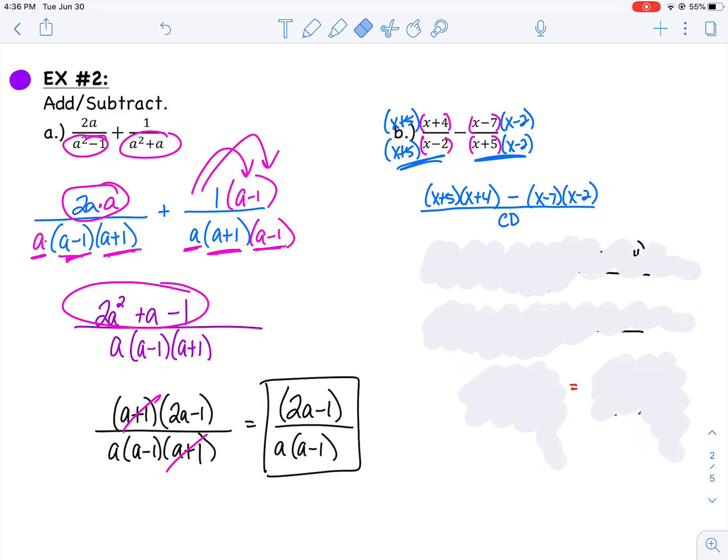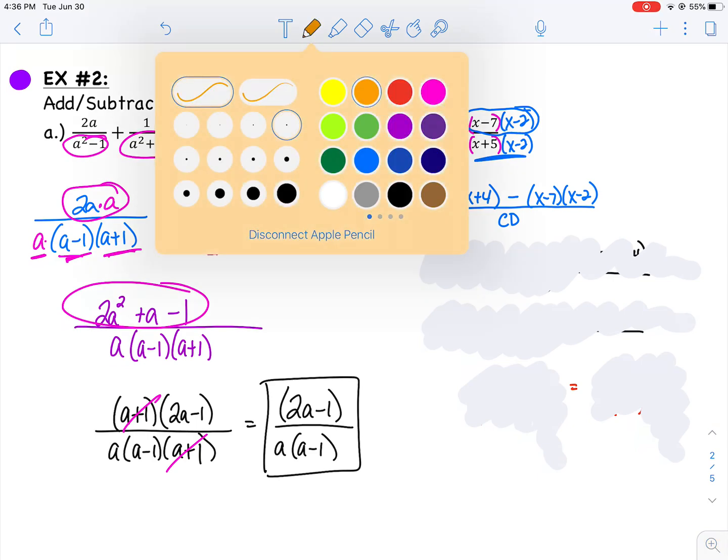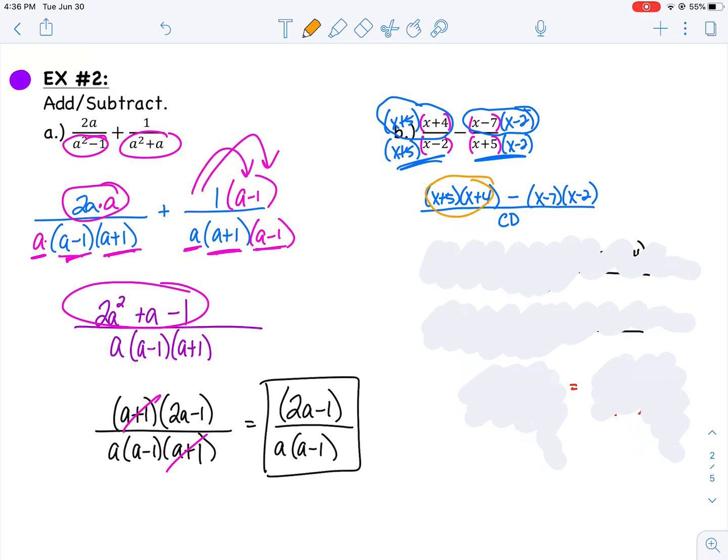I just put a CD as common denominator, and my numerator is the x plus 5 times the x plus 4 minus the x minus 7 times an x minus 2. And then I put CD, common denominator, there for a second. I'll show you why. What we need to do is make sure that we combine our like terms in the numerator. What I mean by that is we need to make sure that we FOIL these two binomials, and we make sure that we distribute the negative through. So that's what we need to do first.